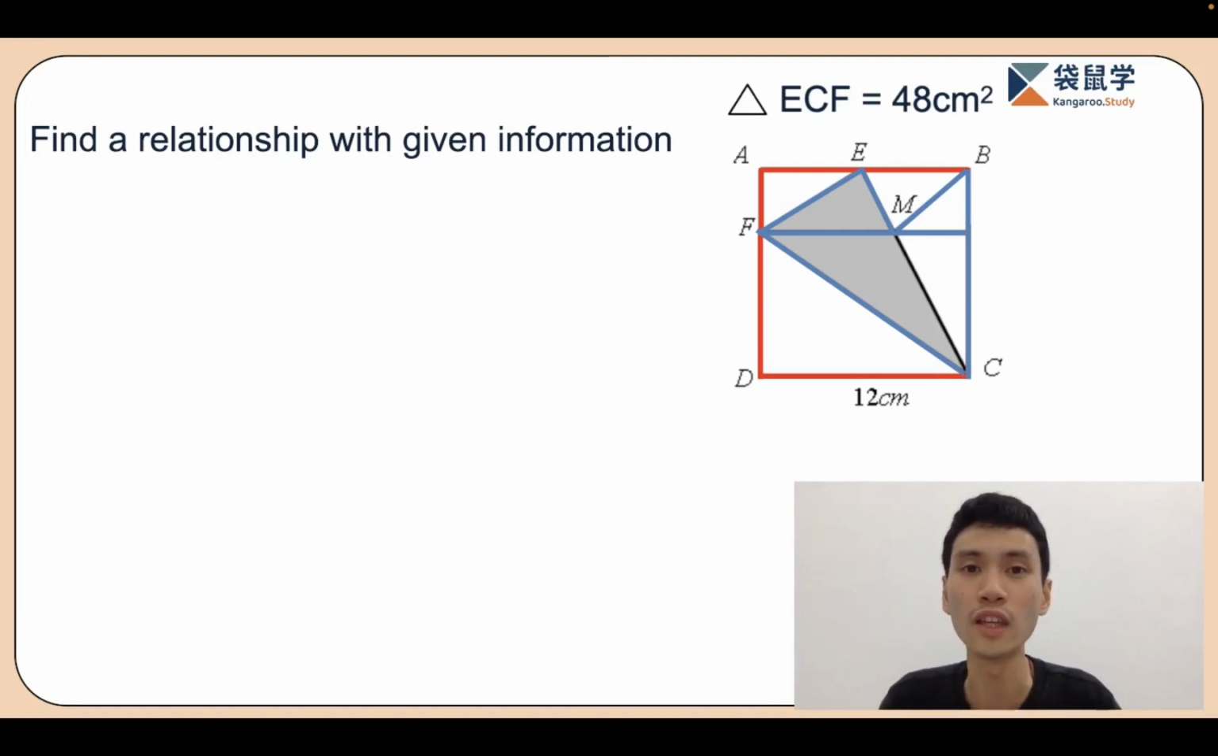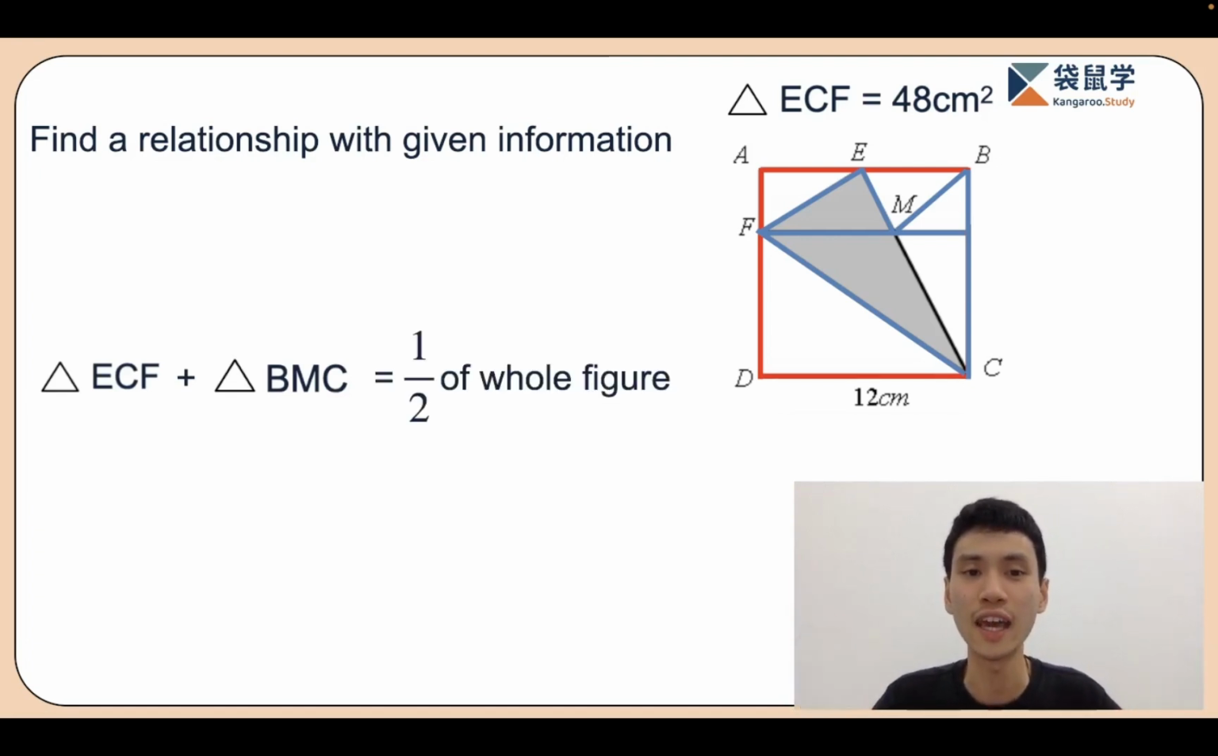Now, what do you notice about the triangles marked in blue? How can we describe them? Yes, we can describe them in terms of triangle ECF plus triangle BMC. That is how we can express the area of the blue triangles. And we have just established that this area is 1/2 the area of the whole figure. Now that we have found this relationship, how do we solve for triangle BMC's area?